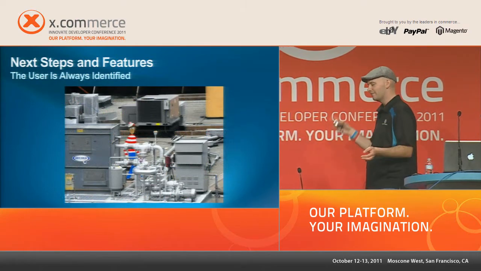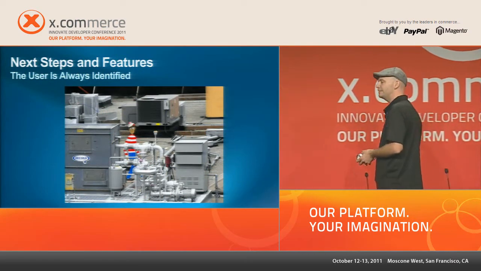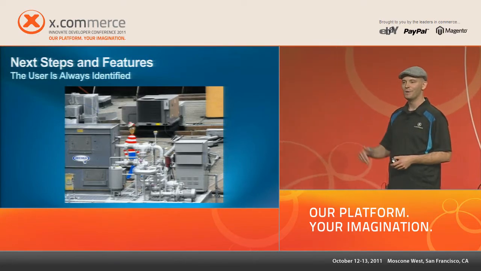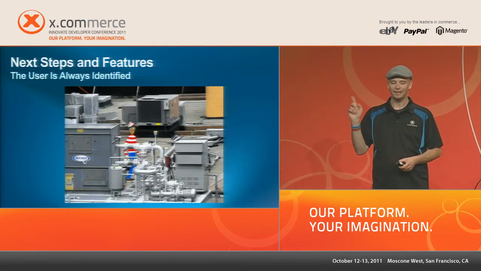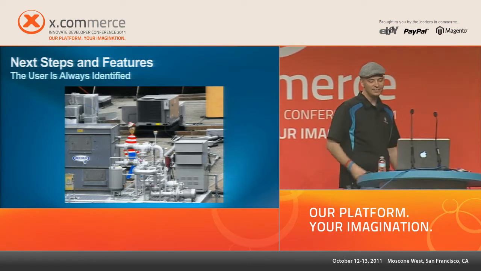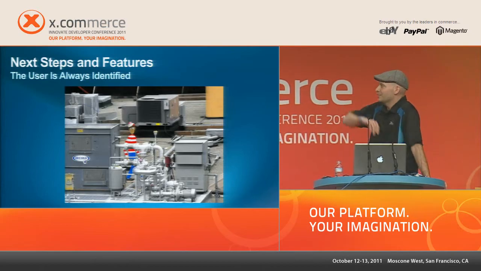Now, the user is always identified. And if you're interested in where Waldo is, he's on the roof of the building across from SFMoMA. Took me a while to find that bugger. But he's right there.